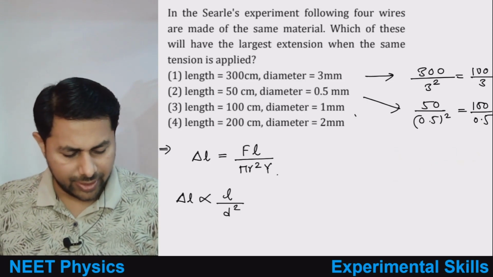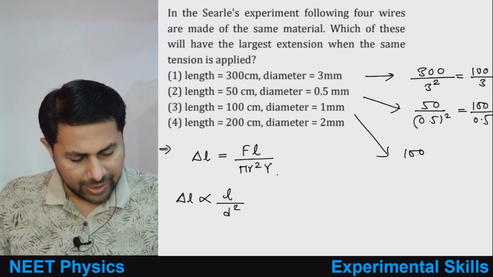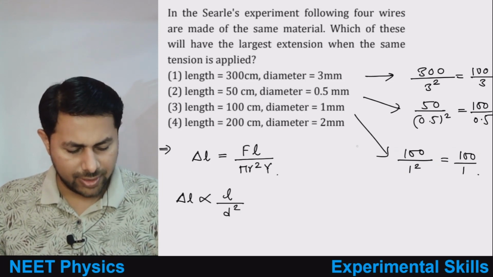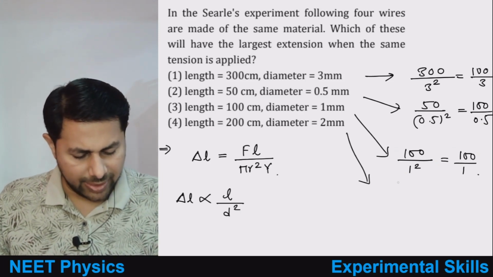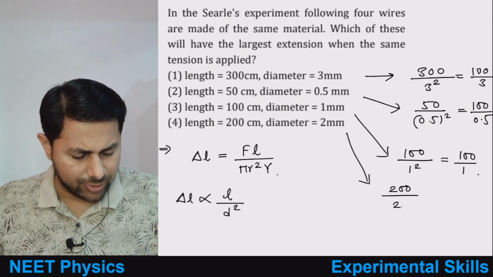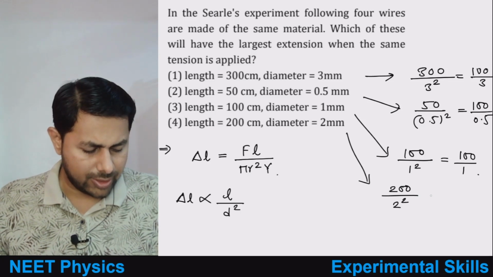Okay. In the third case, it's 100 divided by 1 square, so that is 100 divided by 1. And in the fourth case, it is 200 divided by 2 square, which means 4. So 100 divided by 2.